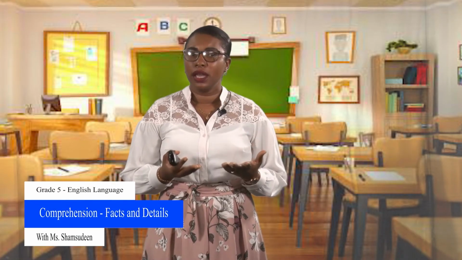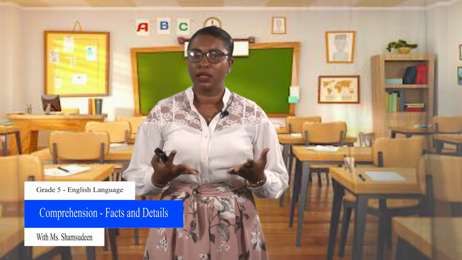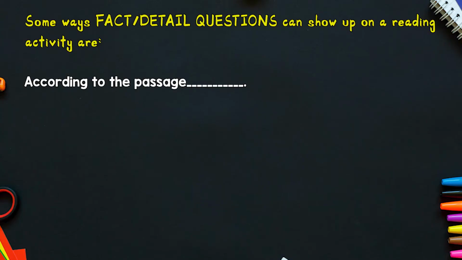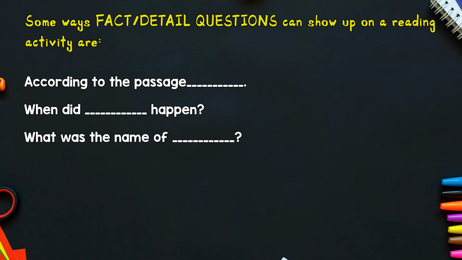Now, here are some ways facts and detail questions can show up on a reading activity. So let's say that you are given a passage to read. This is what some questions might look like referring to facts and details. According to the passage, when did something happen? What was the name of? And maybe it's a person or a place. How far it is to, maybe to get somewhere.